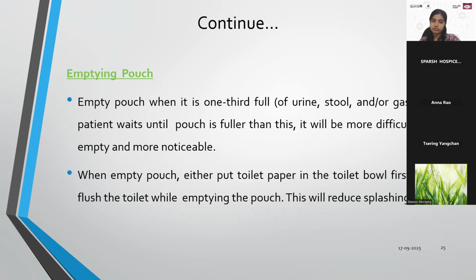Yes. Second point is when a patient is emptying the pouch in the toilet. They can put paper on the toilet, so that once it is emptied, there won't be splash of the water or stool on him. So that should be remembered. And position we have discussed before also, that the patient, whatever position he is comfortable with, whether sitting or standing, he can take.